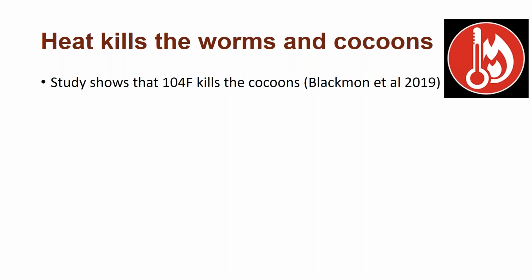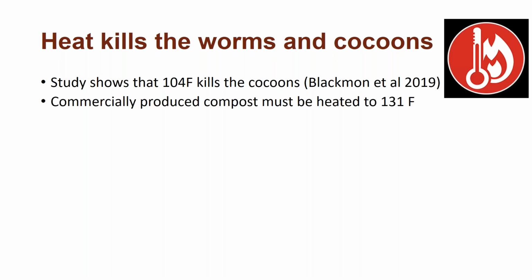Just one comment: the temperature which kills the cocoons is not that high. It's only 1.4 Fahrenheit. And the most standard procedures used to process compost in nurseries and in the production of compost have much higher temperatures, so they should get rid of the worms. Actually, here's the temperature, 131 Fahrenheit. It's much higher than that.